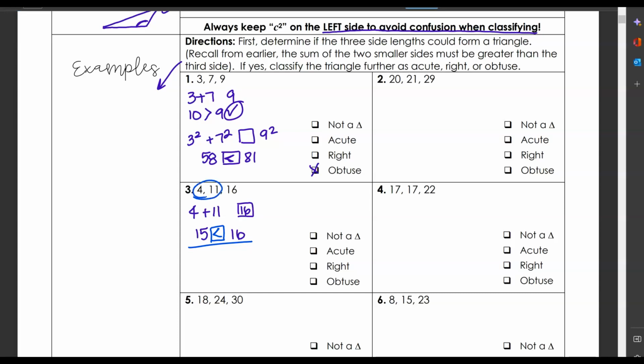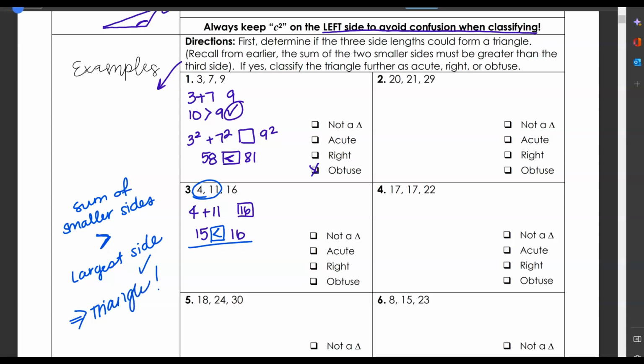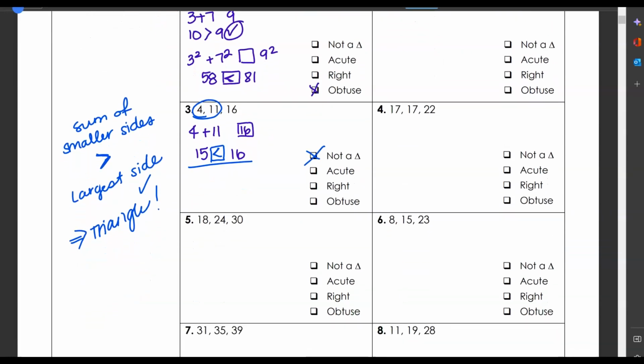So the sum of our smaller sides should be greater than our largest side. If this is true, then we have a triangle. If this is false, we don't have a triangle. In this case, my largest side is greater than the sum of my smaller sides, so therefore I don't have a triangle. There's no triangle there. All right, let's take a moment and try the rest of these.